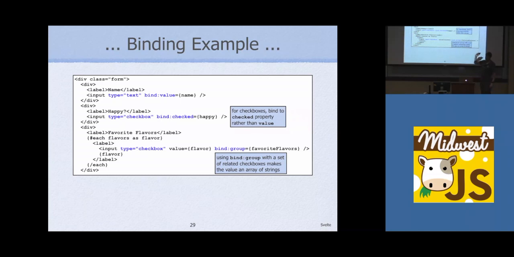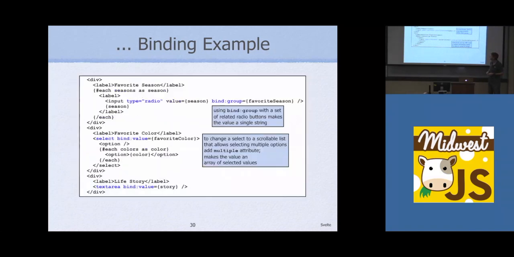So here's my input, and I say bind:value. Value is the property of the input that I want to change, and so it will display what's currently in the name, and as I type, it will update that bit of state, which will cause this to re-render. For a checkbox, I want to bind to the checked property instead of value. If I want to have a set of checkboxes, I use bind:group, and that's going to make favorite flavors be an array, and as I check the different checkboxes, those values will be added to the array.